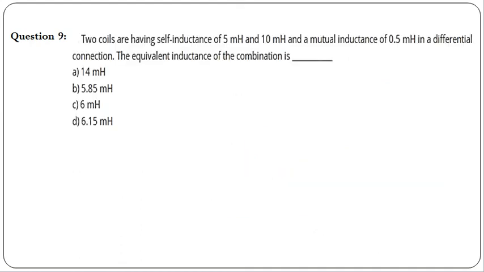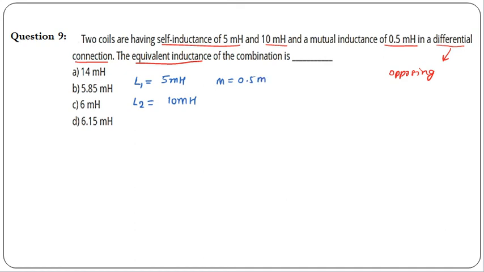Next question is, two coils having the self inductance of 5 millihenry and 10 millihenry and a mutual inductance of 0.5 millihenry in a differential. Differential means they are connected in opposite configuration. So differential connection is given. We have to calculate the equivalent inductance of the combination. So यहाँ पे क्या है, in this question L1 value is given, that is 5 millihenry. L2 is also given, that is 10 millihenry. Mutual inductance is 0.5 millihenry. Both these inductances are connected in series and they are connected differentially.